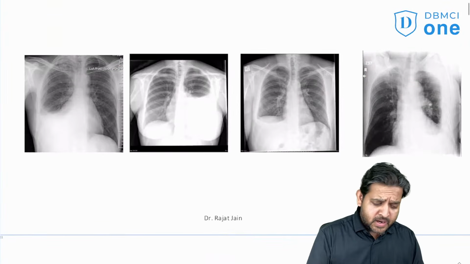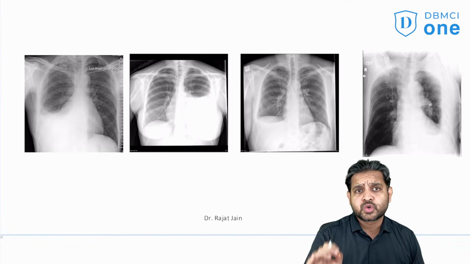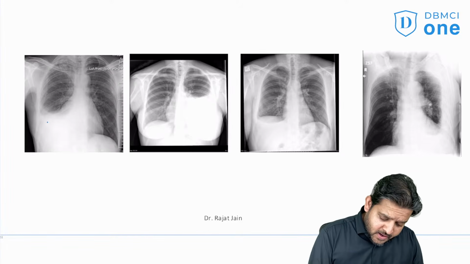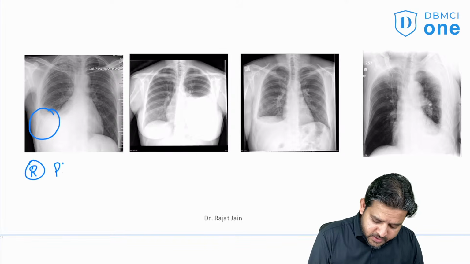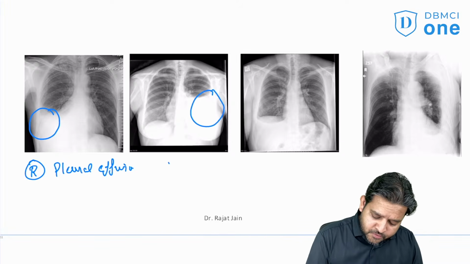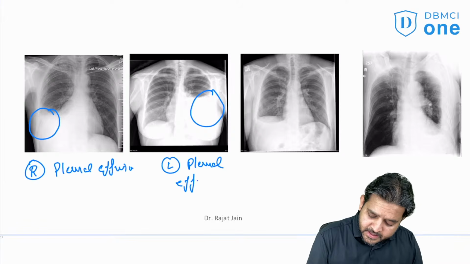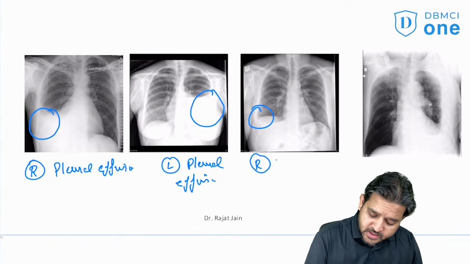Okay. Now let us see some very common X-rays you cannot afford not to know. Now let's quickly see them. If you see the blunting of the CP angle, this will be pleural effusion, right? Very easy X-ray, a pleural effusion. Another case of pleural effusion, but this time you see it on the left side, correct? Another case of pleural effusion, as you are seeing the blunting of the CP angle.